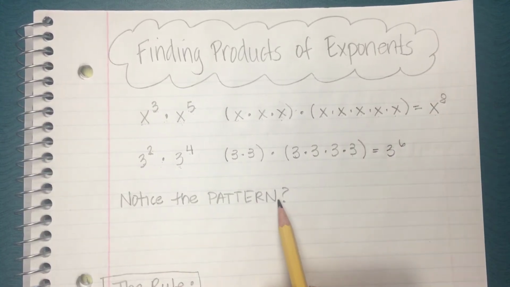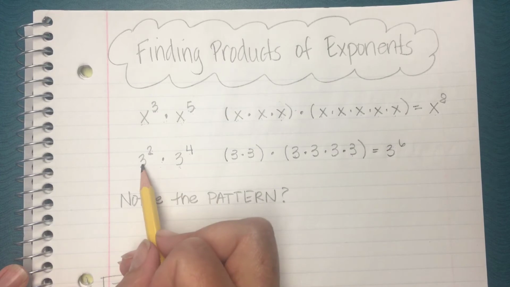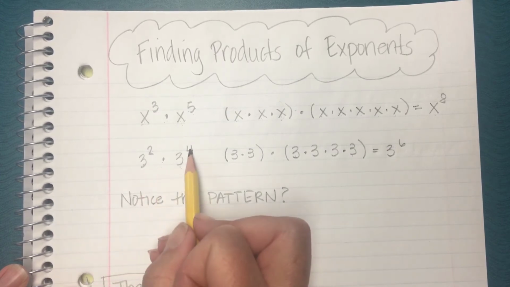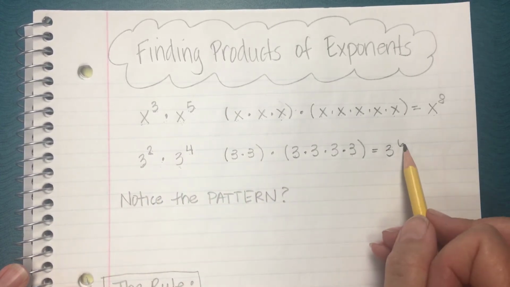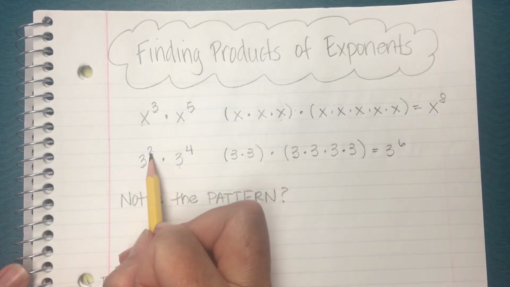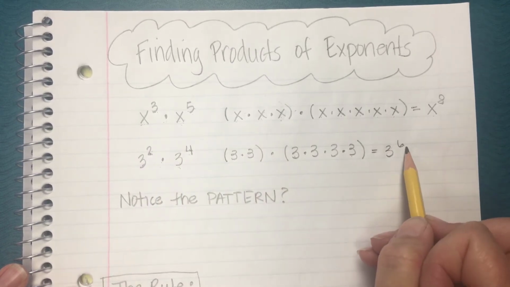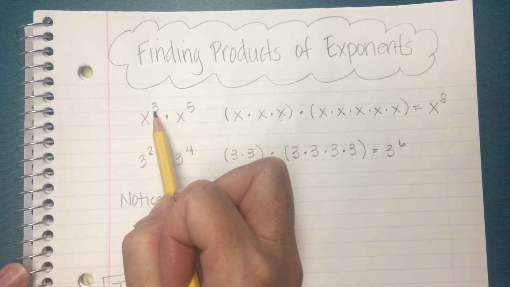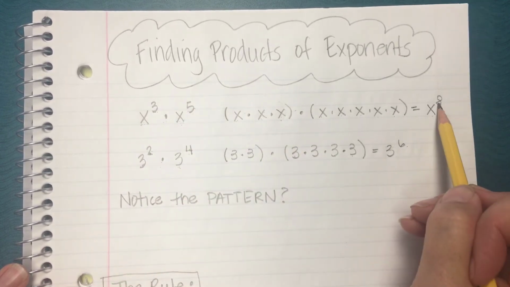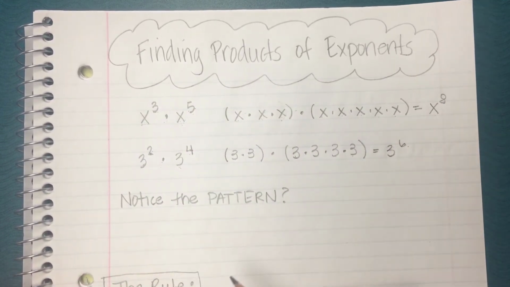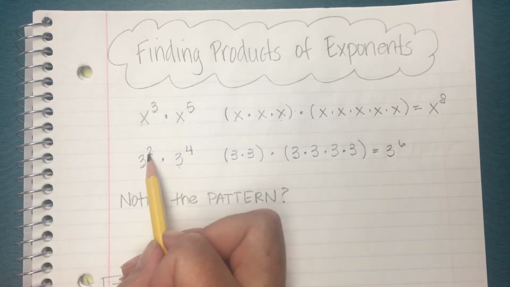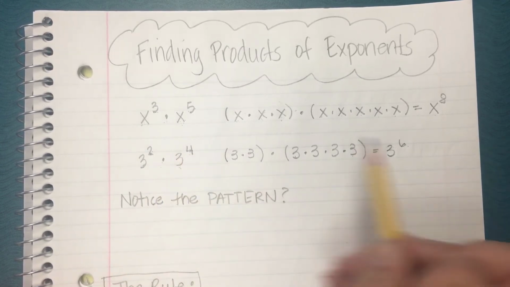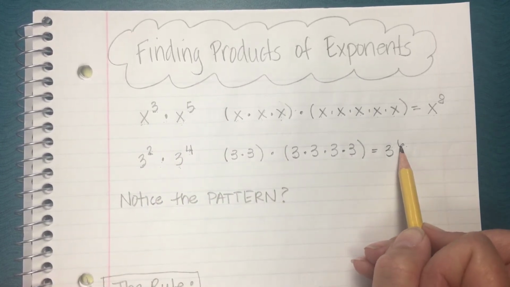Do you notice the pattern? I notice that if I have 3 to the 2nd and 3 to the 4th, it becomes 3 to the 6th. That means my 2 plus 4 is 6. And I notice that 3 plus 5 is 8. So that is our pattern. We are going to take our exponents and add to find our answer.